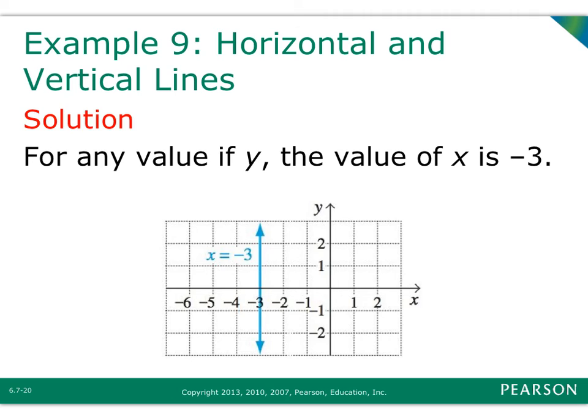For x equal to negative 3, y can be any number, but x is at negative 3. Here we have a vertical line, and of course we don't have a slope at all.